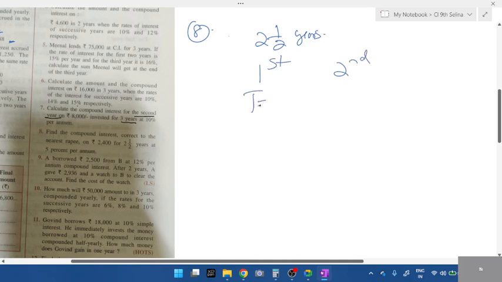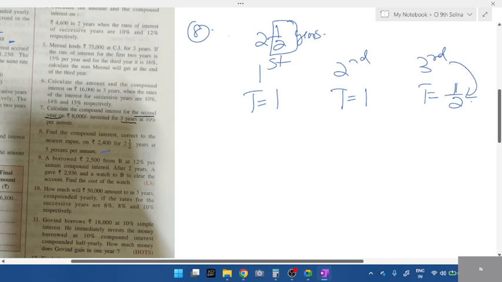For first year, what will be the time? Time will be 1. For second year, 1. But for third year, it is not 1. What is given? For third year, it is half. Right? How many years is given total? 3 years or 2.5 years? For third cycle, the time you have to take is 1 by 2.